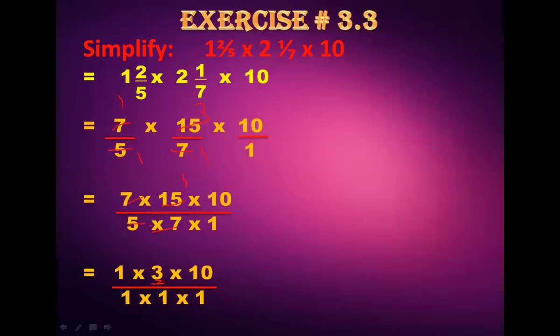3 is your quotient here. So it is very simple. You will simply multiply them. So what you will get here is 30. You will not write 30 upon 1, because if you have denominator 1, you will just ignore it. Okay.